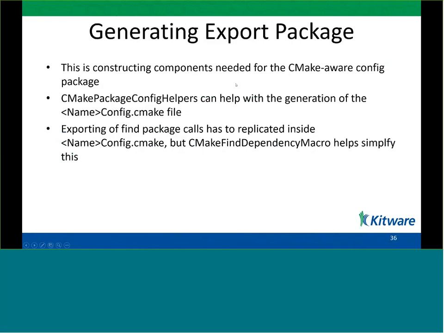Generating the export package. This is constructing components needed for CMake aware config package. CMake package config helper can help with the generation of your name config.cmake file. Exporting of find package calls has to be replicated inside the name config, but the CMake find dependency macro helps simplify that. So we've got tools there to help you export your libraries so that other people can use your libraries if you're building with CMake.